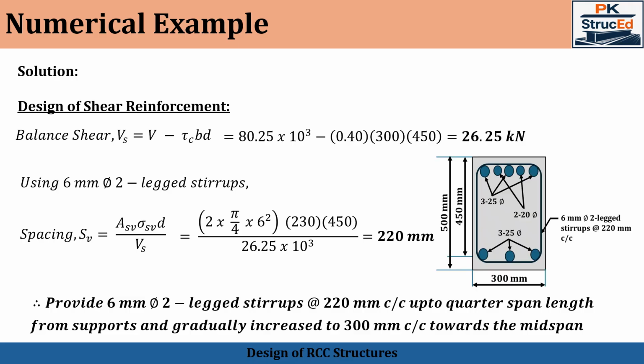This is the cross section detail. We have a beam of rectangular cross section 300 mm by 500 mm with an effective depth of 450 mm. This has been reinforced with 3 numbers of 25 mm dia bars as tension reinforcement and 3 numbers of 25 mm dia and 2 numbers of 20 mm dia bars as compression reinforcement, in addition to the 2-legged 6 mm dia stirrups at 220 mm centers as vertical stirrups. This completes the full design of a doubly reinforced beam using the working stress method.